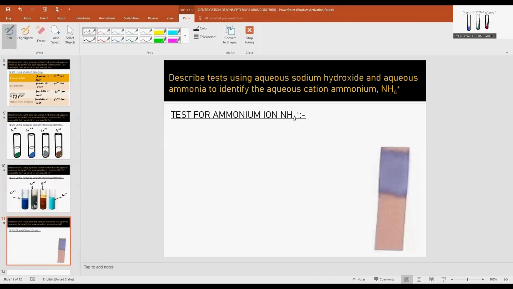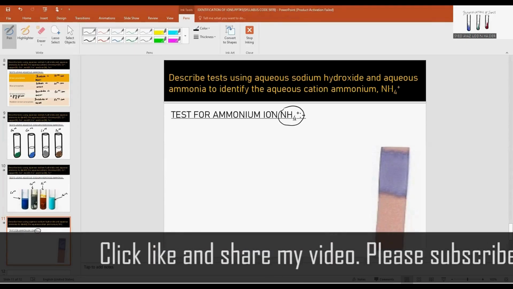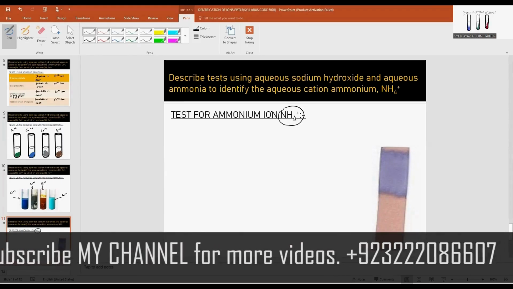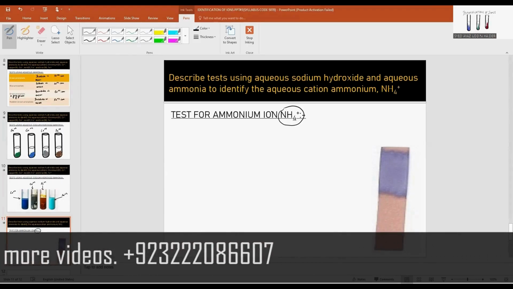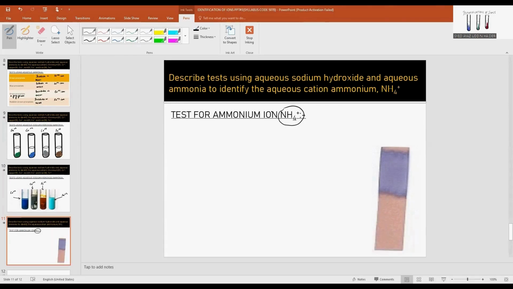The last is for the ammonium ion. It neither gives a white nor a colored precipitate, which means that if neither white nor colored precipitate is obtained in the sample solution, then heat the solution with aqueous sodium hydroxide. A pungent smelling gas is produced which turns moist or damp red litmus paper blue like this. You get blue color like this. This is litmus paper.